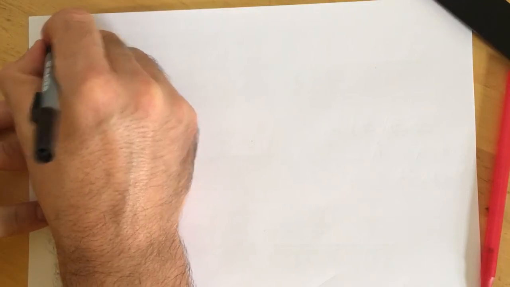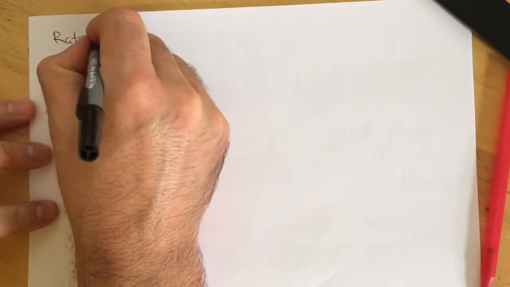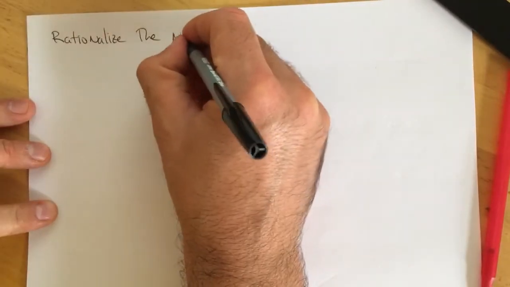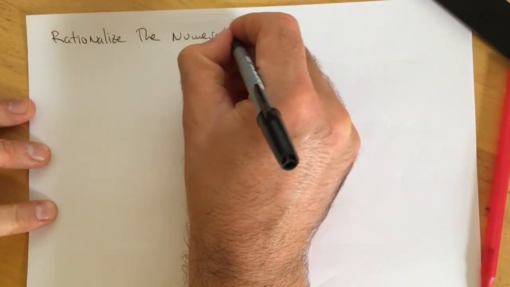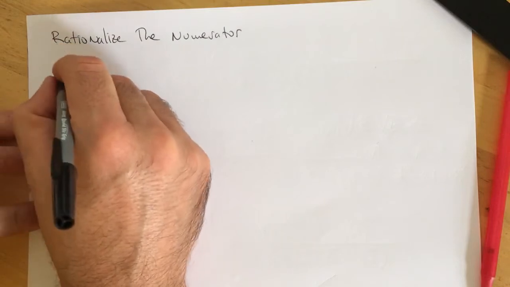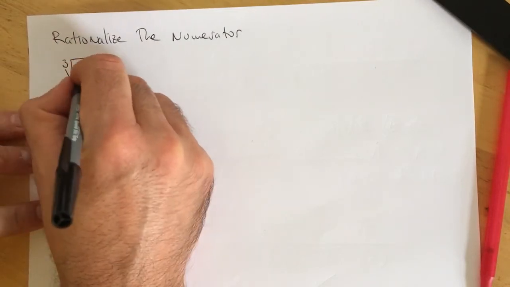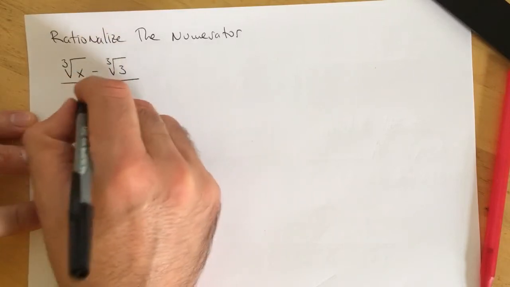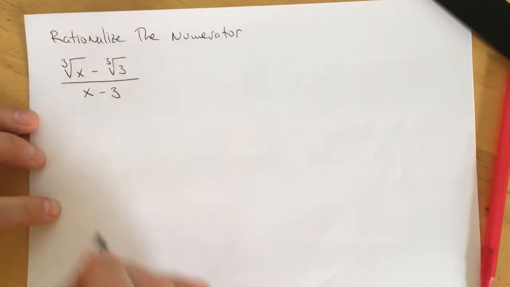And we'll do one more example. Again, rationalize. Let's say the numerator here, but be careful, the numerator here is cubed root of x minus cubed root of 3 divided by x minus 3.